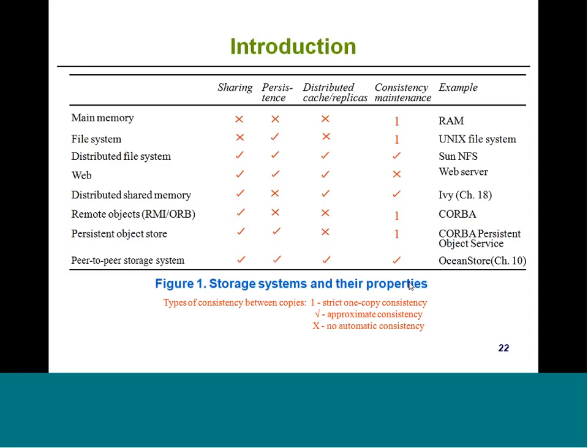Again, the file system also doesn't allow distributed or cached replicas, because inherently the file system we are talking about is a file system within the computer, so it's mainly for that particular machine. Again, consistency maintenance is strictly one copy consistency.